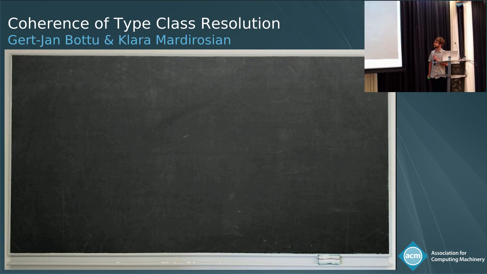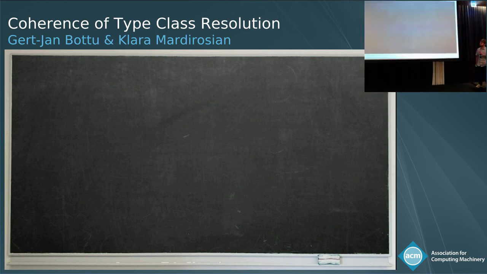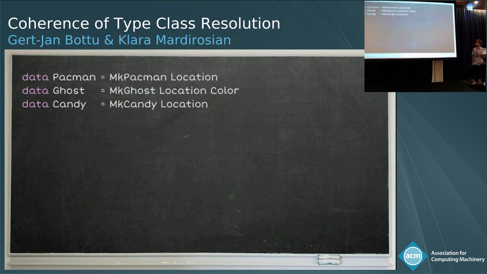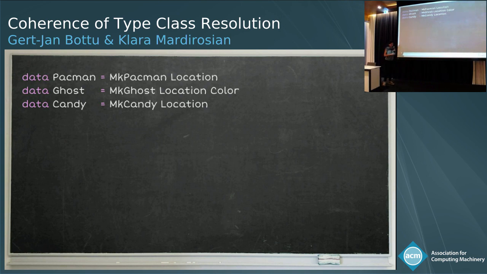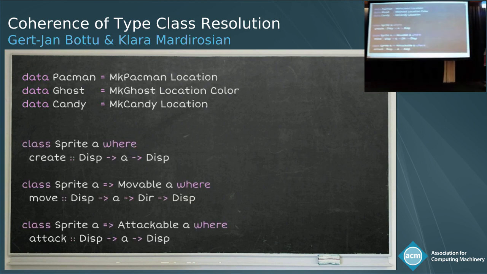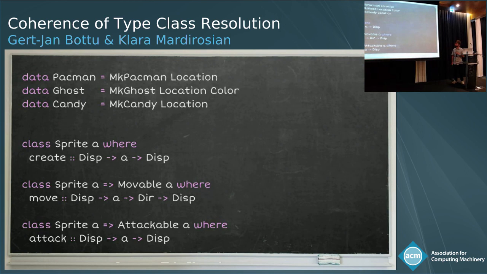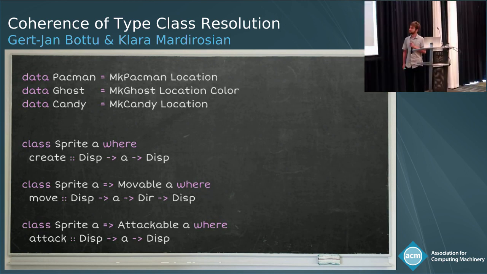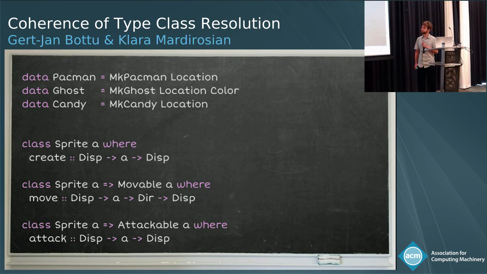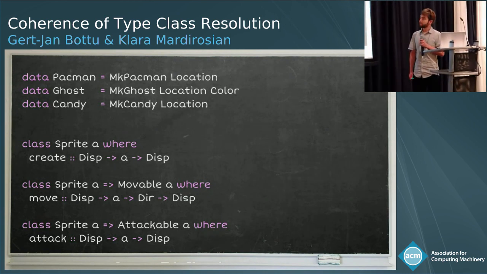So I'm working on this Pac-Man game. I have 3 entities: Pac-Man, Ghosts, and Candy, and a data type for each. They all accept a location, and Ghosts also have a color. To handle those entities, I have 3 type classes. I have the Sprite type class, which provides the create function. This function takes a display, the game board, an entity, and updates the display by showing the entity on it. This type class is the most general one.